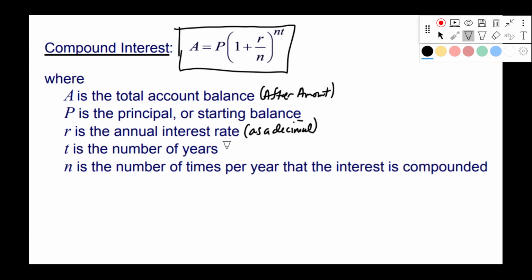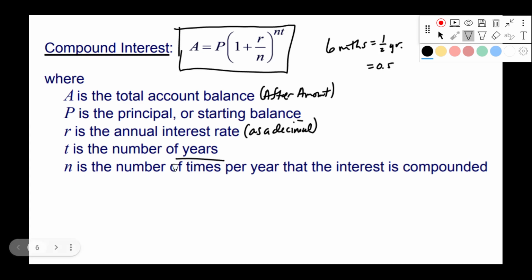T is the number of years. And it has to be in years because the interest rate is an annual interest rate. If it's not, for example, if it says 6 months, then you're going to have to use half a year. You're going to have to use 0.5 for the years. Otherwise, you're going to end up with the wrong answer. Because if you plug t equals 6 in here, it's assuming you're plugging in 6 years.